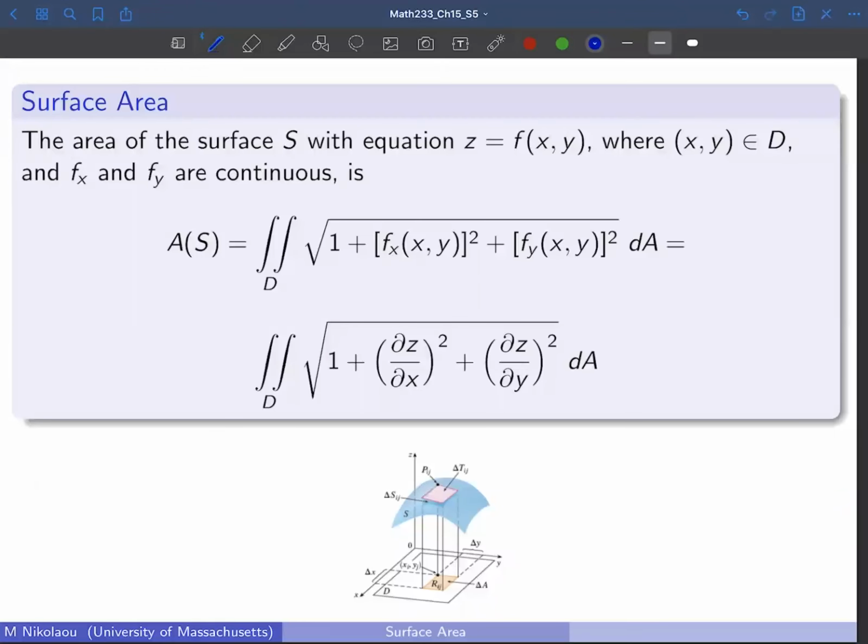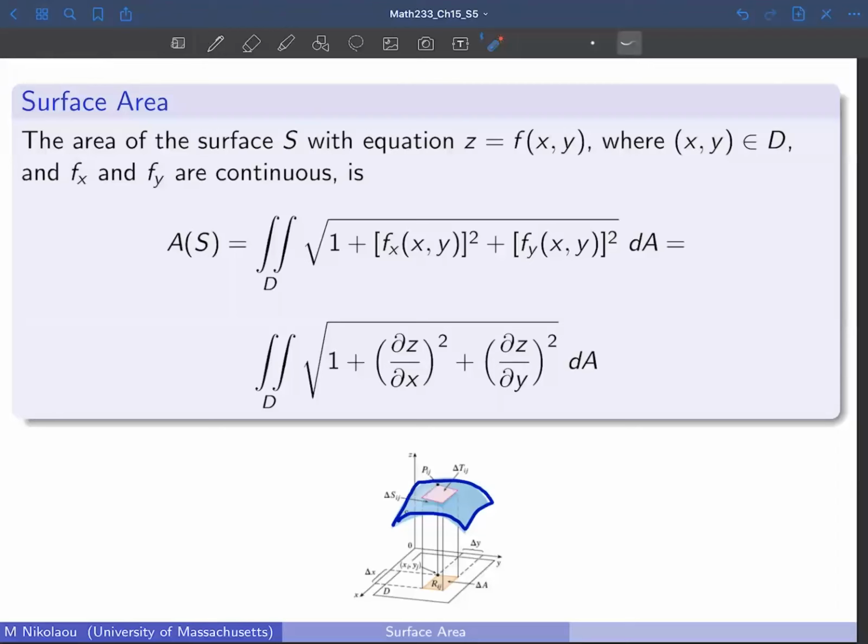In this section, we apply double integrals to the problem of computing the area of a surface. Suppose that we have a surface S that is described by the equation z equals f of x comma y, where x and y belong in the region D that lies below the surface S, and the function z equals f of x comma y has partial derivatives fx and fy that are continuous.